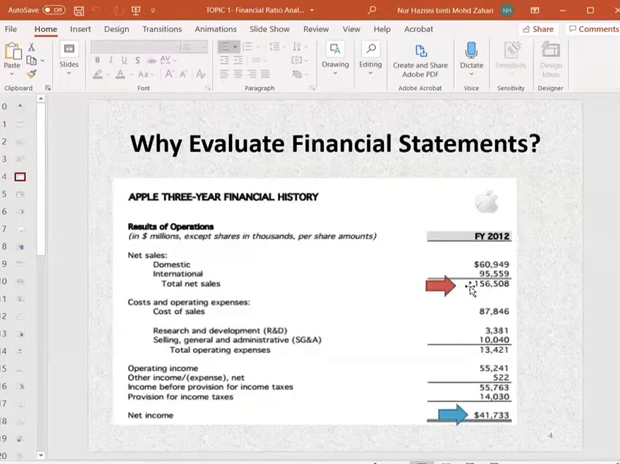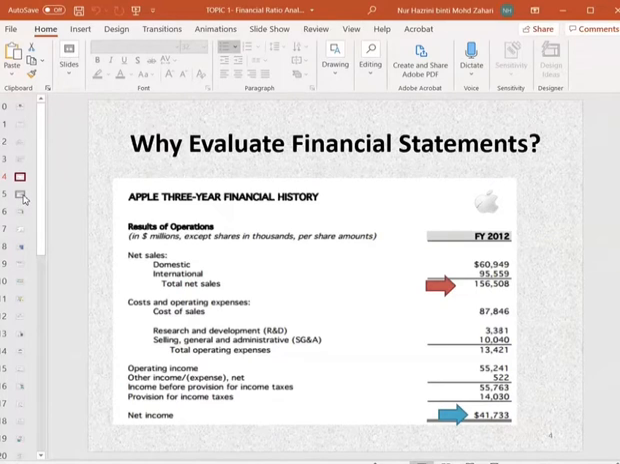Okay, so why do we evaluate the financial statement? For example, we can see here an example of a financial statement. We have the net sales, the gross profit, and the net income. You can see here the net sales are 156 and the net income is 41. So how can you know whether you are doing well with 41,000 of net income from this much of net sales? We want to know whether 41,000 of net income from 156,000 of sales is good or not. That's why we evaluate the financial statement.